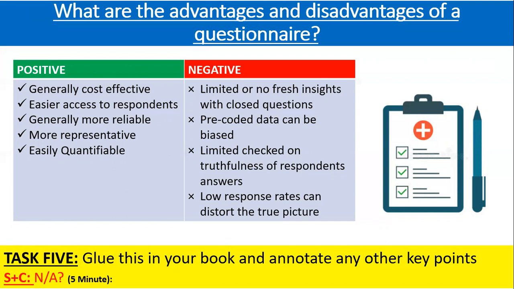And it's more reliable because it's something that's easily repeatable. Okay, we saw that especially at the closed questions. And because of that, it's more representative. It's easy to get a massive sample. And as it says, easily quantifiable, easy to put into data, especially those closed questions.